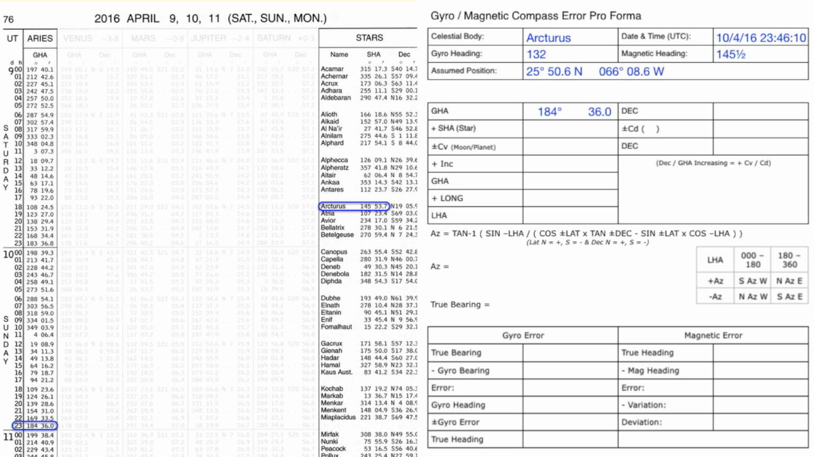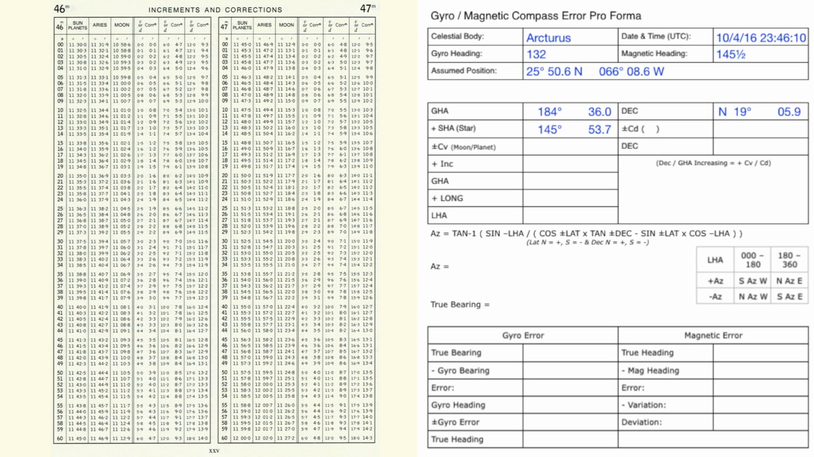Next, we take the sidereal hour angle, or SHA for short, and the declination value for the star that we are using, in this case Arcturus, and we enter the values into the respective boxes on our proforma. Now we turn to the yellow coloured pages in the Nautical Almanac, which are titled Increments and Corrections. They're located near the back of the 2016 Admiralty Nautical Almanac, and these provide the corrections we need to make because our calculation is not being done exactly on the hour.